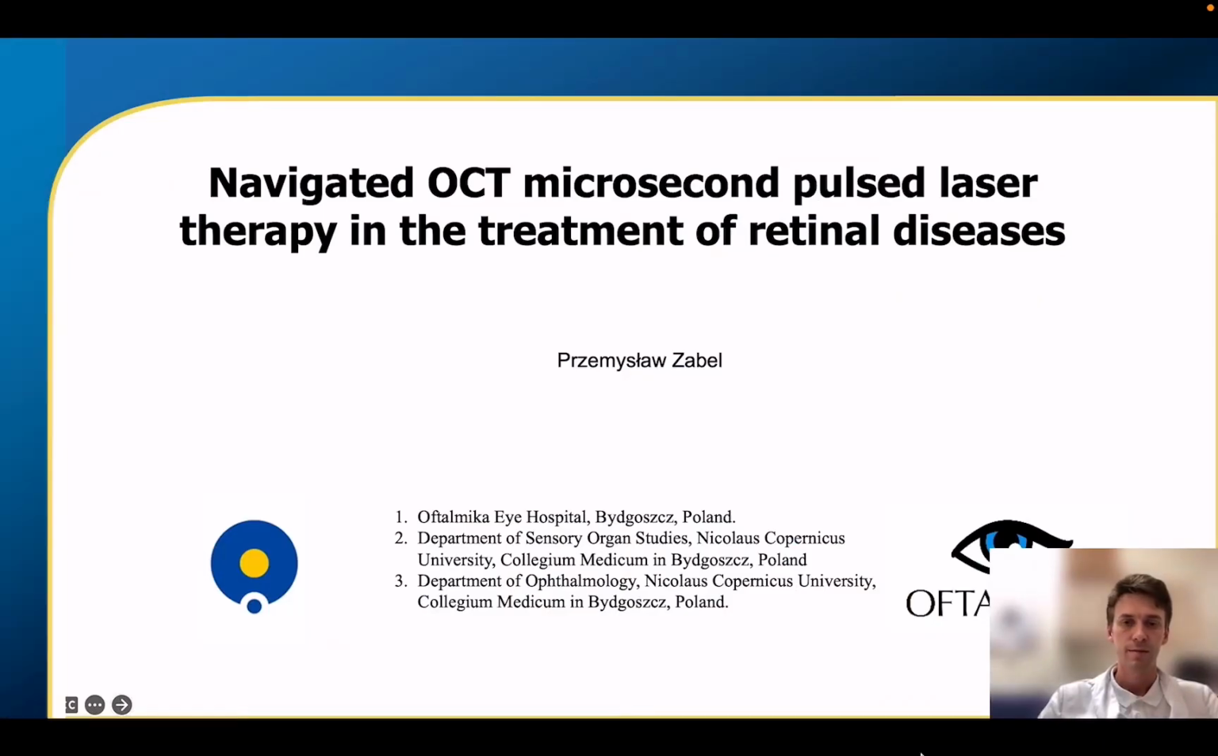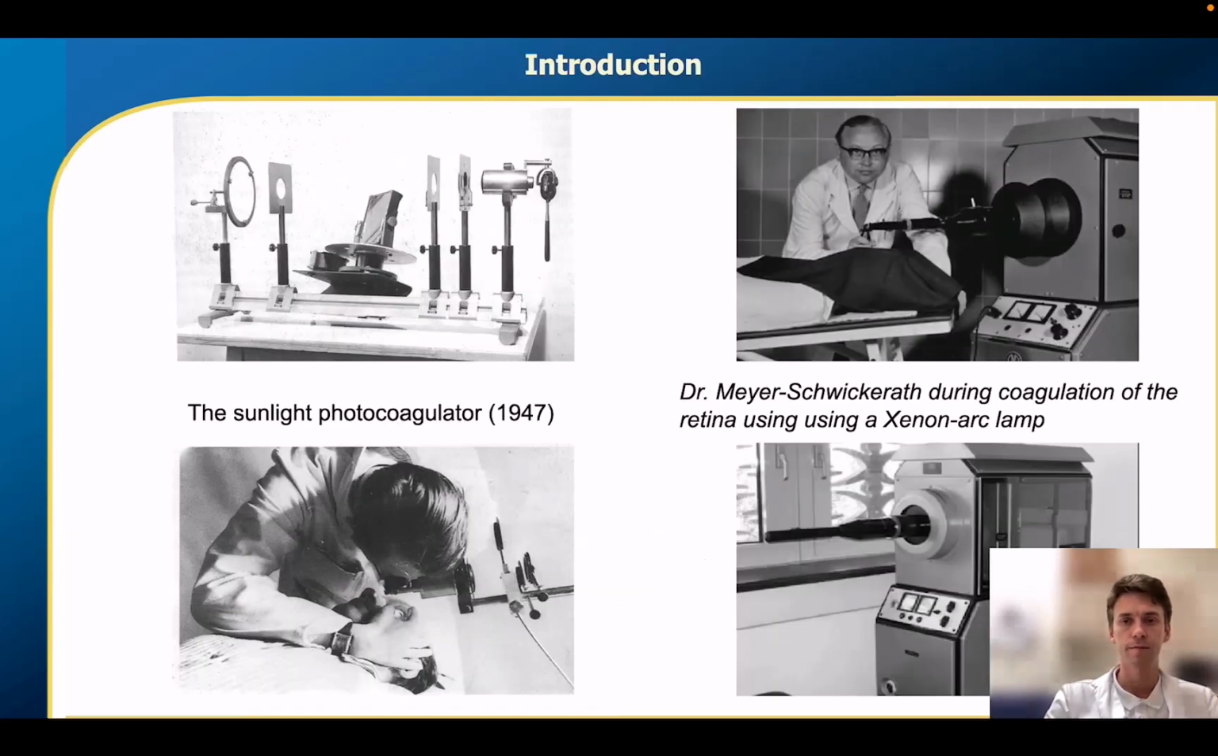Hello everyone, my name is Przemysław Zabel and I would like to tell you something about navigated OCT microsecond pulsed laser therapy in the treatment of retinal diseases.